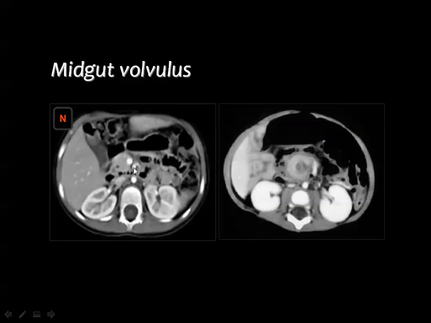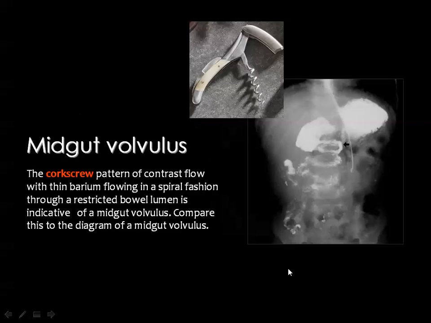This is the normal appearance between the superior mesenteric artery and vein. This is the pancreatic head. This is the common bile duct. And in case of volvulus, you see whorly appearance at the root of the mesentery. You cannot even identify the superior mesenteric artery or the vein, and also you get intestinal obstructive changes.